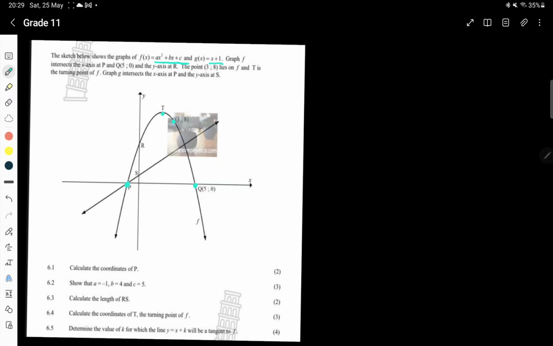So they want the coordinates of P. So remember, P is both on the straight line and the parabola. So it means that you do not have the equation for the parabola, which is f of x. You only have the equation for g of x. So we can use that one for 6.1, where we say y is equal to x plus 1. It's g of x.